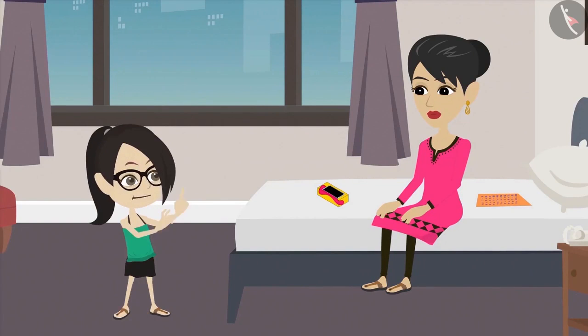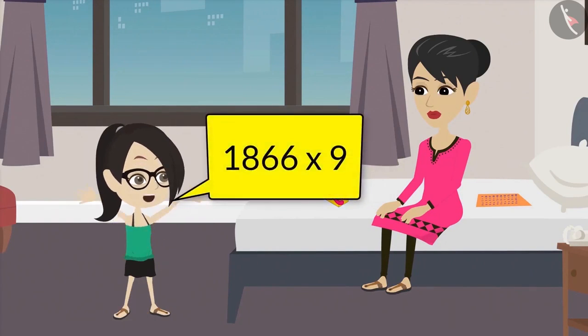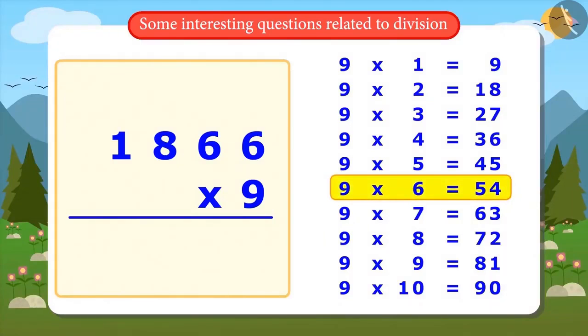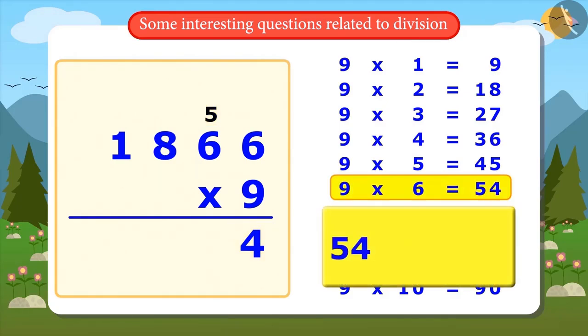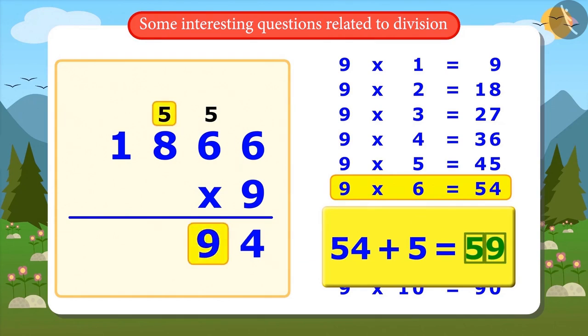Okay, Mummy. To check, I have to multiply 1,866 by 9. 9 sixes are 54, so 4 will be written here and 5 will be carried over. While multiplying, we will keep this digit at its designated space, and this digit is kept here. 9 sixes are 54. Adding 54 and 5 will be 59. We will keep 5 and 9 at their designated places.